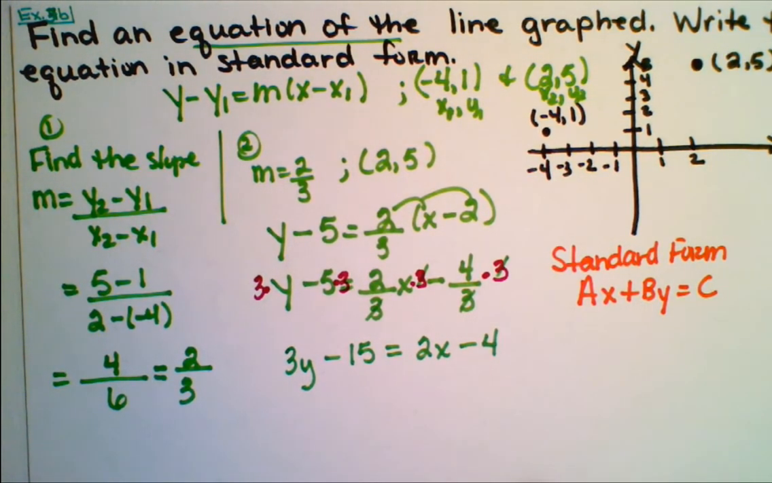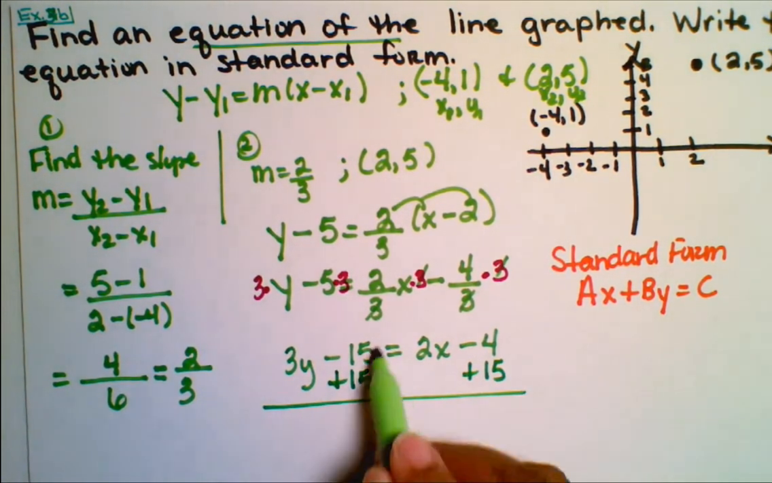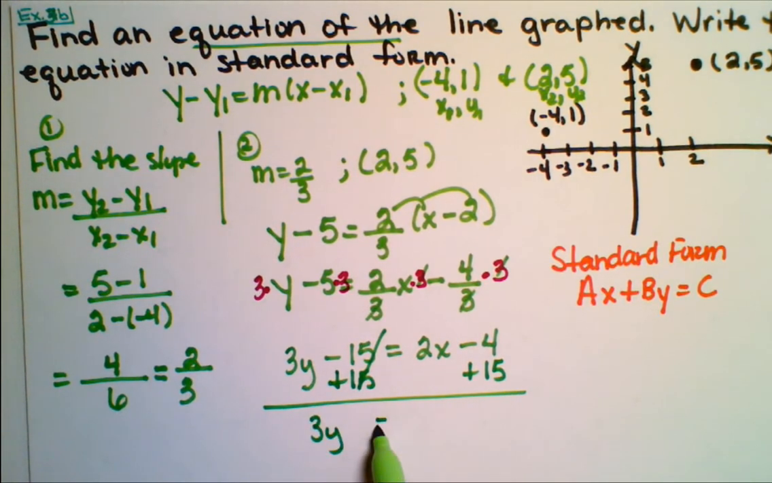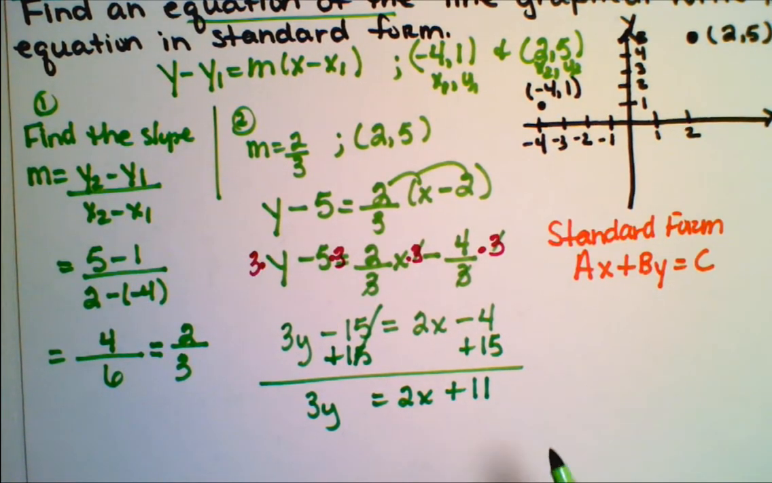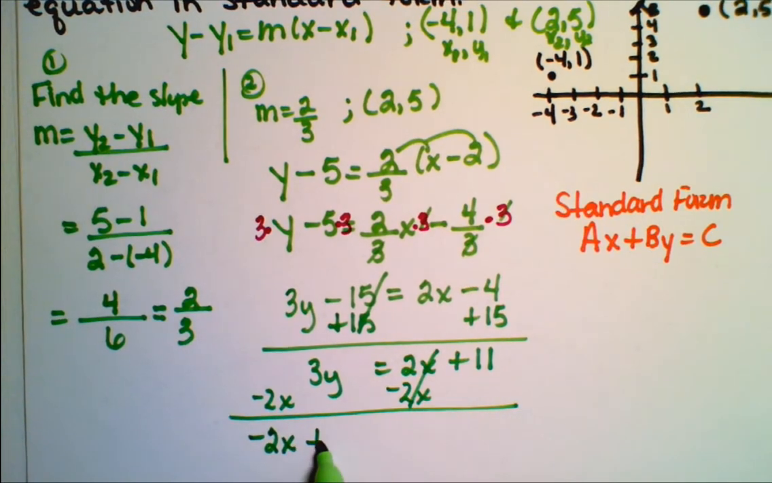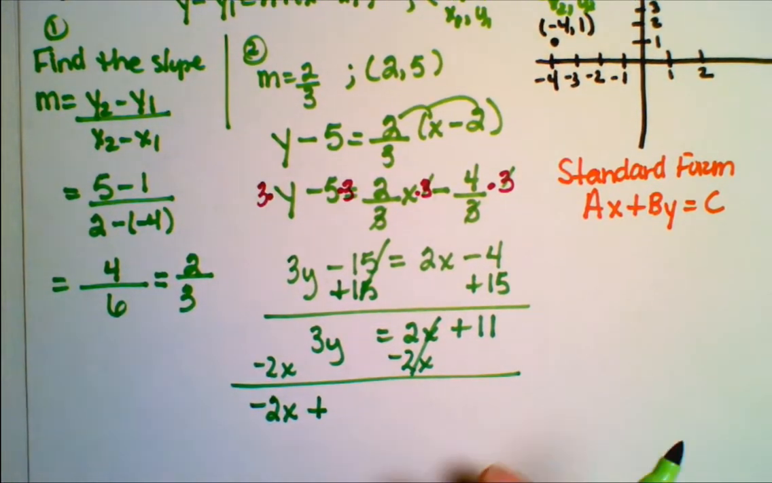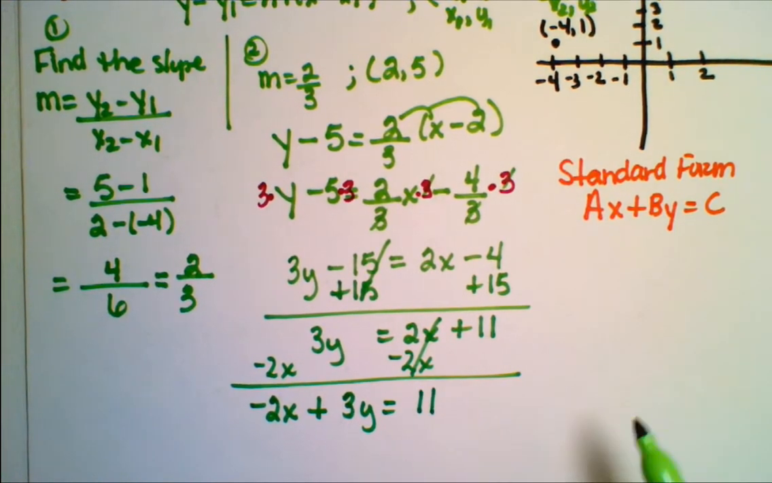So let's move the 15 over first. We're going to add 15 to both sides. We have 3y is equal to 2x plus 11. And then we want to bring the x over by subtracting 2x from both sides. And we have -2x plus 3y is equal to 11.